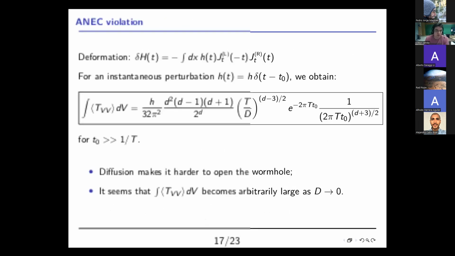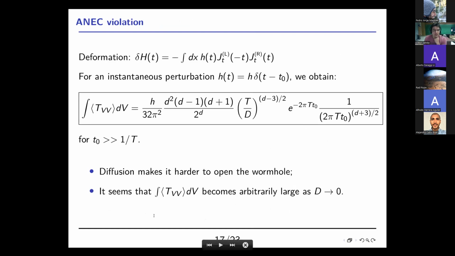Let me show you the result we obtain. For a delta function perturbation, we find this result, which has some exponential decrease, reminiscent of the scalar field case. But we also observe some power law, which people have also observed in the case of OTOCs. What I think is interesting about this result is that it's inversely proportional to the diffusion constant. So in principle, the lesson we can draw is that diffusion makes it harder to open the wormhole.